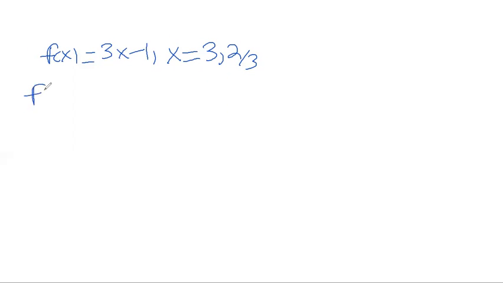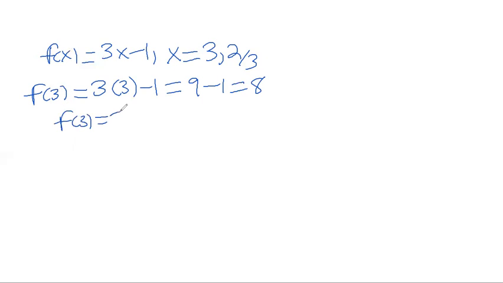So for instance, if I have the function f of x equals 3x minus 1, and I want to evaluate it for two different values, x equals 3 and x equals 2/3. So if I want to evaluate at 3, f of 3, because x is 3, 3 goes here. So f of 3 means for every x, I plug in 3. So 3 times 3 minus 1. Well, 3 times 3 is 9, minus 1 equals 8. So f of 3 equals 8.